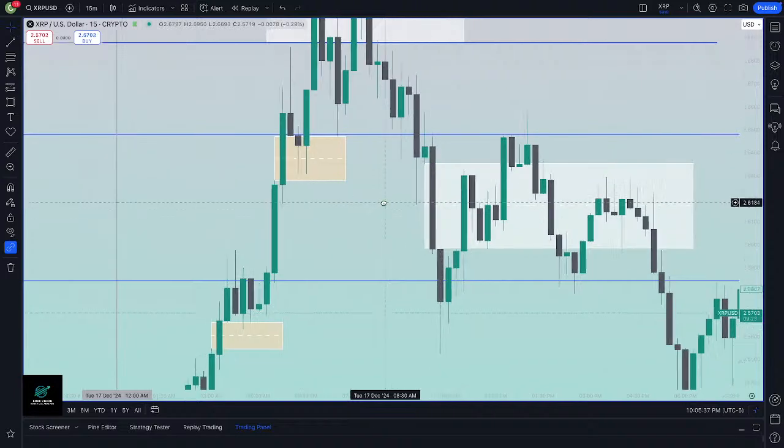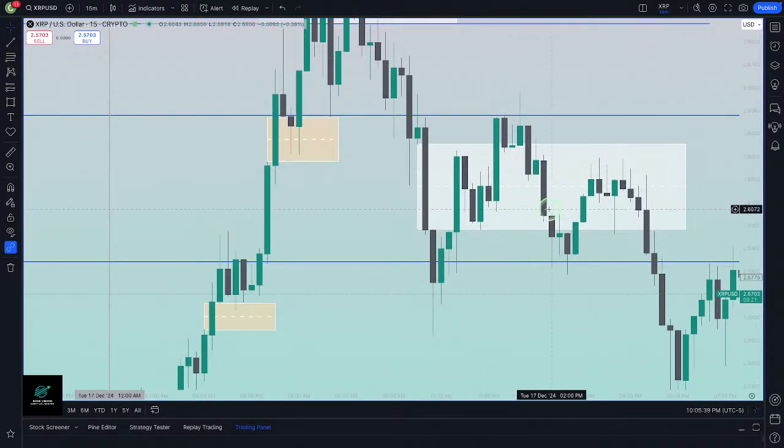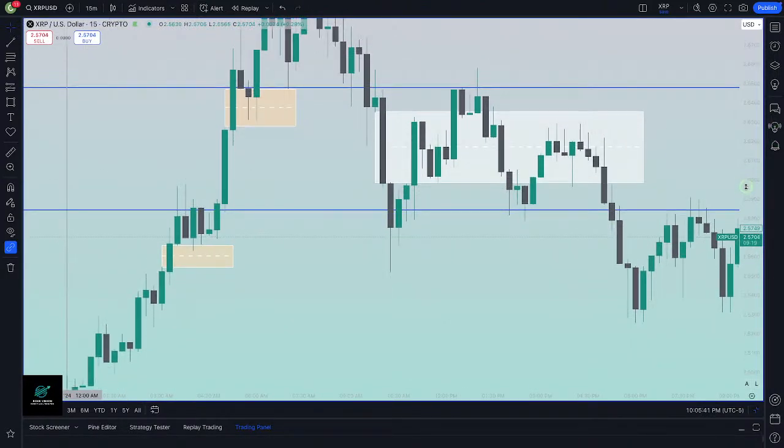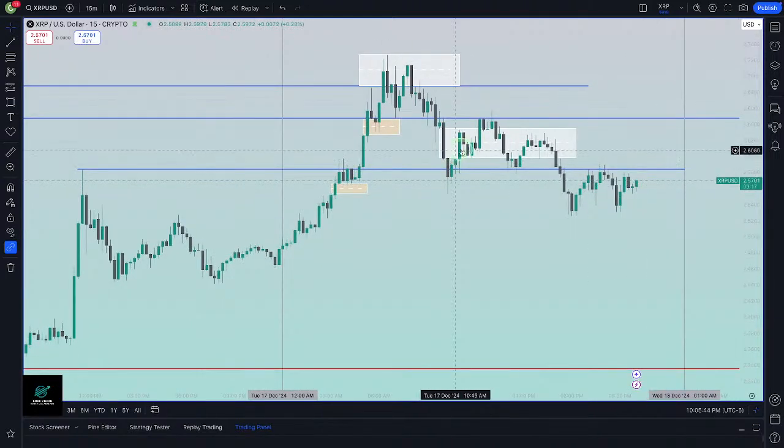Y'all see that fair value gap right there? Trade inside of it. It's a what? SIBI. Not a BISI, it's a SIBI. And then you can see the market start to break down, right? Y'all see that, right?